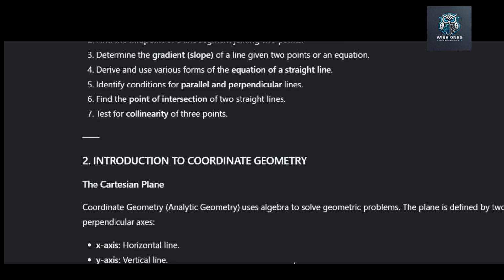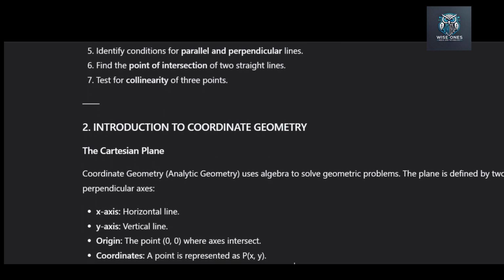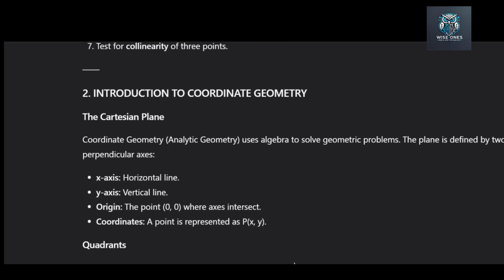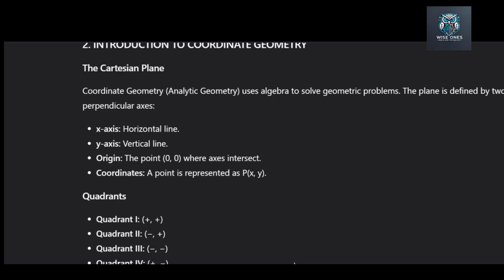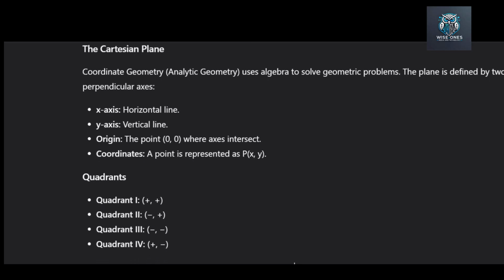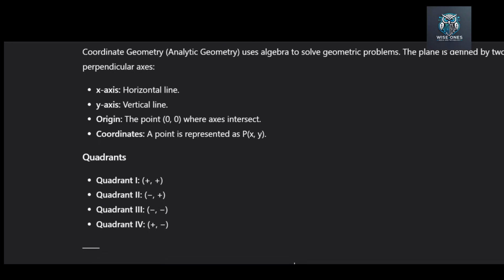Let us start with section 2, Introduction to Coordinate Geometry. Coordinate geometry is also known as analytic geometry. It uses algebra to solve geometric problems. Imagine a flat surface, like a piece of paper. We define this plane using 2 perpendicular lines. These are called axes. The horizontal line is called the x-axis. Think of it as the ground. The vertical line is called the y-axis. Think of it as a wall.